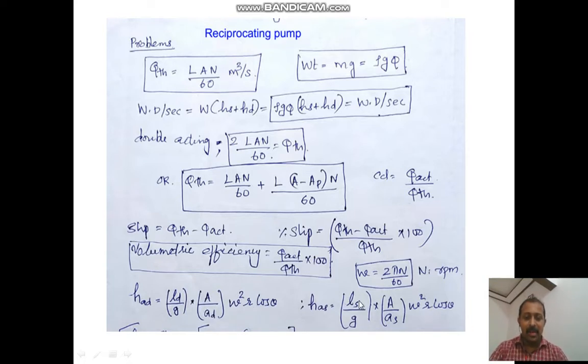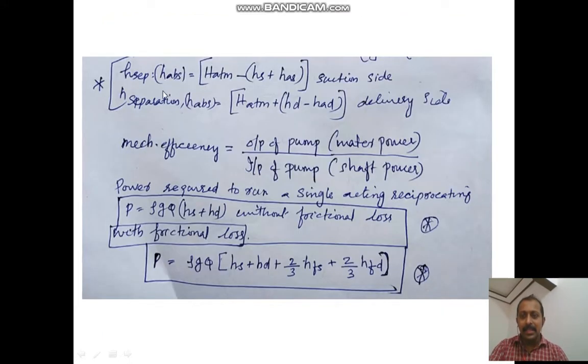Length of suction side, area of suction side. And here is the omega. Omega is 2 pi N by 60, where N is in RPM. And next is H separation.